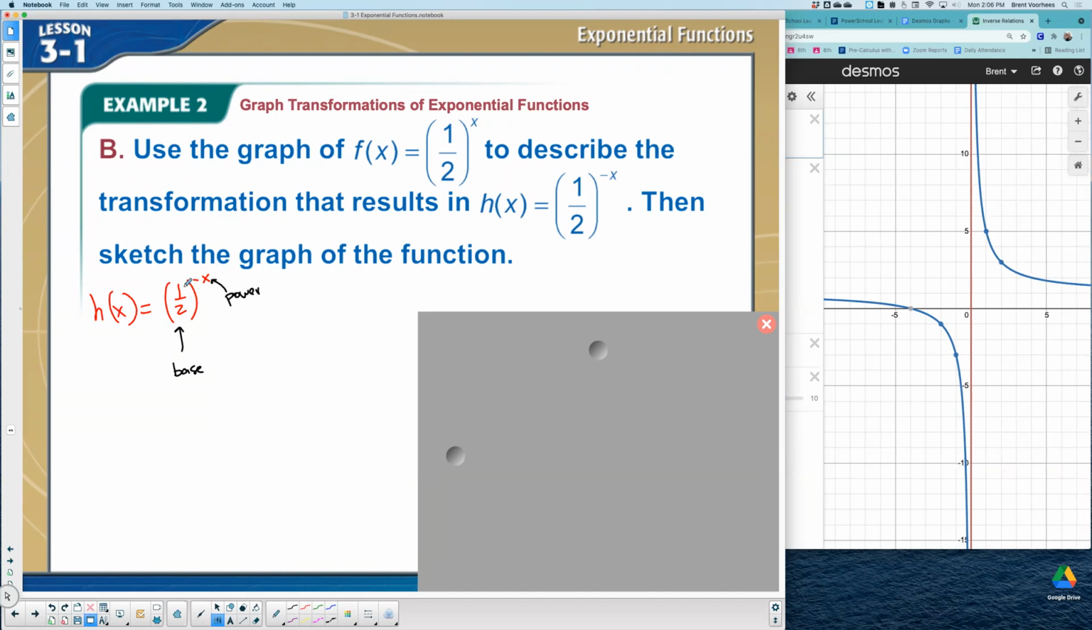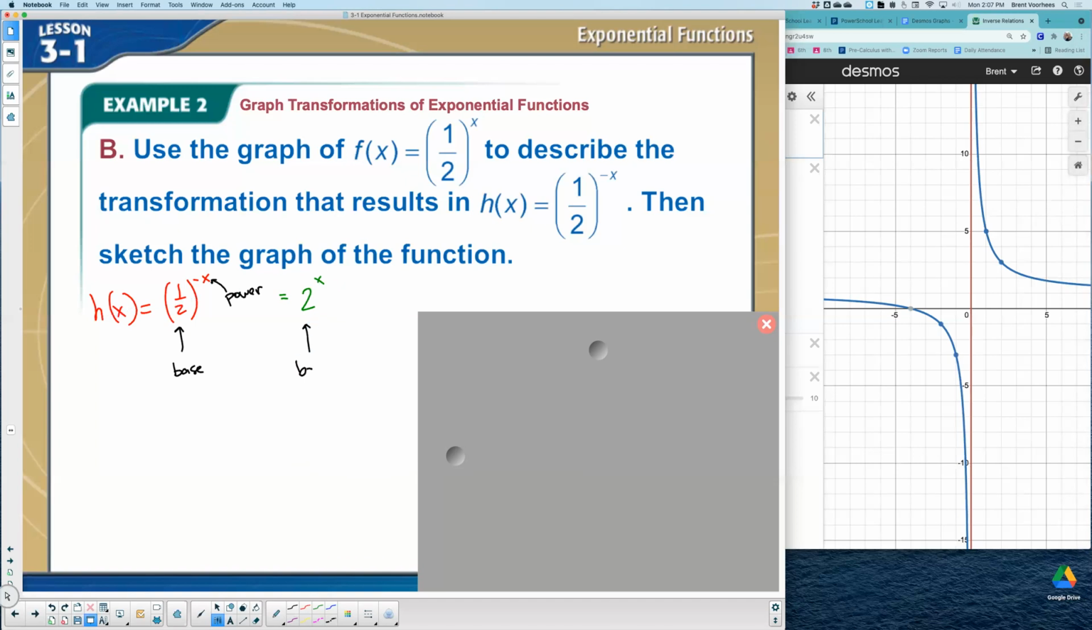Power. Okay, let's say you wanted to get rid of the 1/2 on the base. You want to get rid of that fraction, so you want to take the reciprocal, making your base become a 2. What do you have to do to the power? You would flip the sign. And since it's already negative, what happens to my power? It becomes positive. So h of x is equivalent to 2 to the power of x.